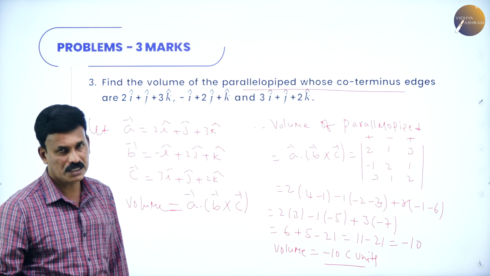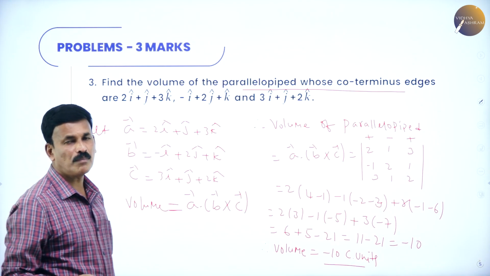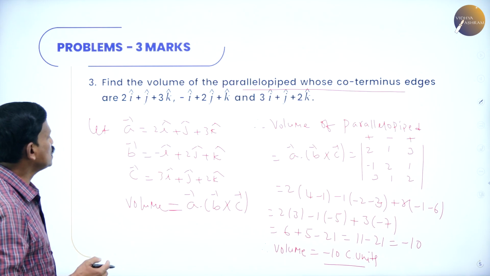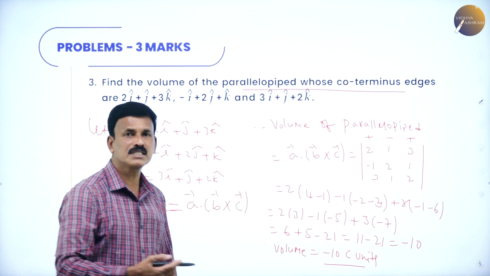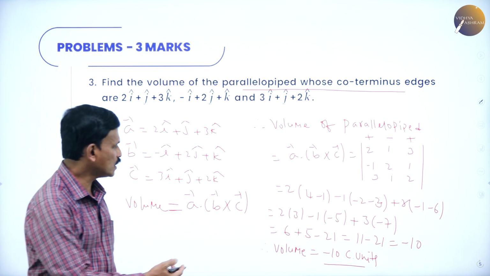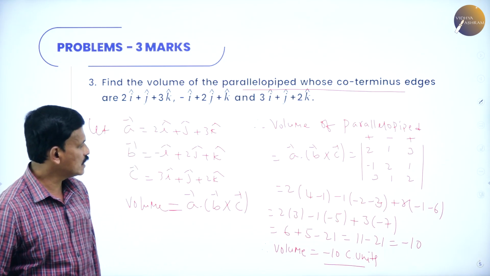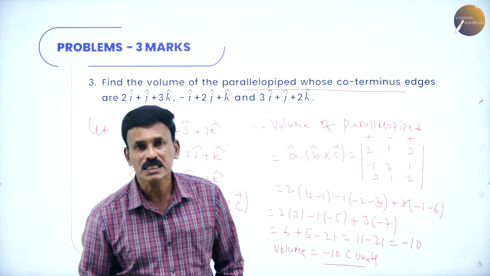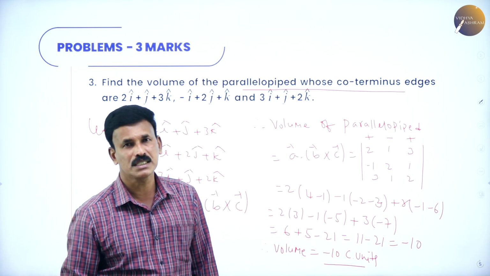So, to find the volume of a parallelepiped whose coterminous edges are A, B, C, it is given by A dot B cross C. That is nothing but the box product of the three vectors. So, here the required answer is minus 10 cubic units. The negative sign indicates the volume is decreasing. That's it.